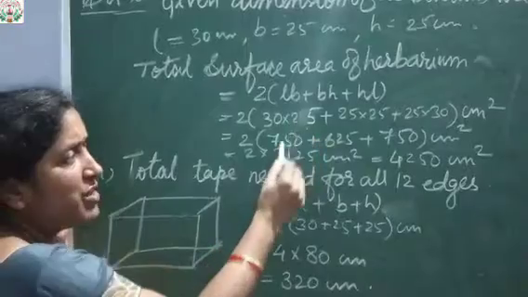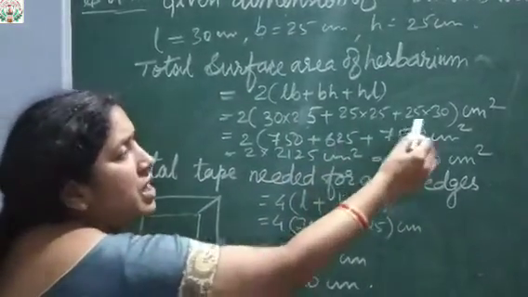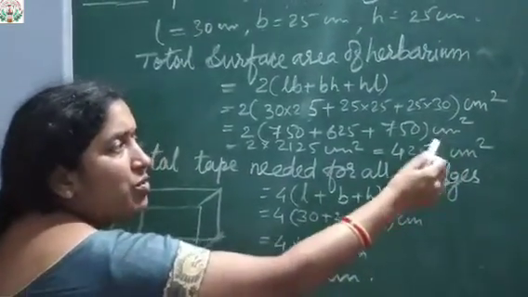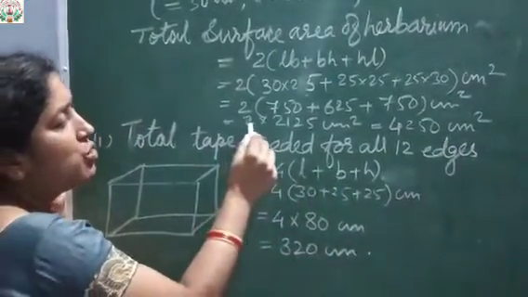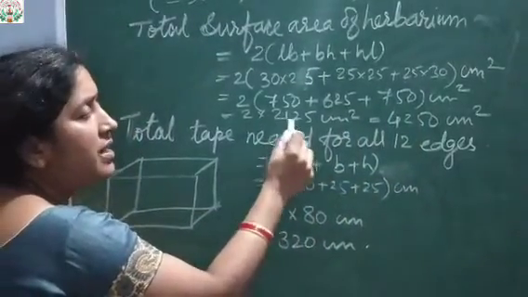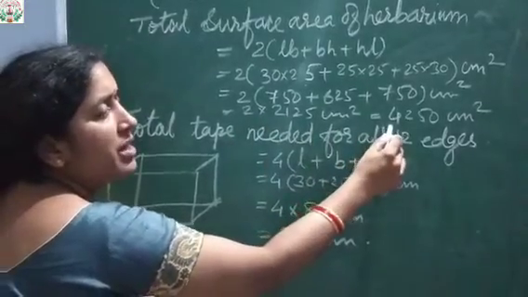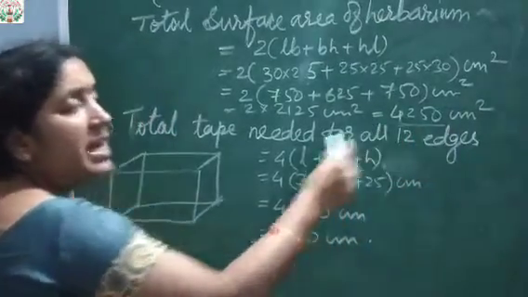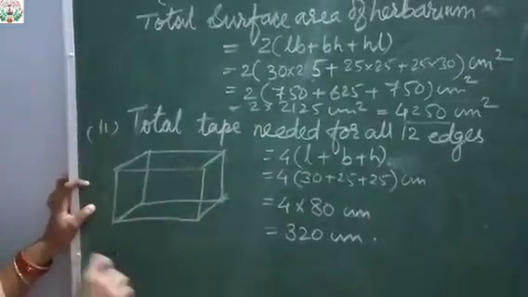On multiplication of these two we will get 750, plus the multiplication of these two, 625, and the multiplication of these two, 750. Outside the bracket we will have cm square, because that is the unit. So equals 2 into, on addition of all these numbers we will get 2125 cm square. Now on multiplying these two we will get 4250 cm square. So this is the total area of the herbarium. Okay, first question is solved.